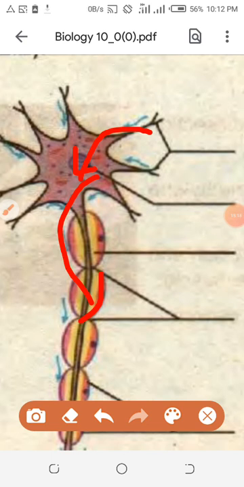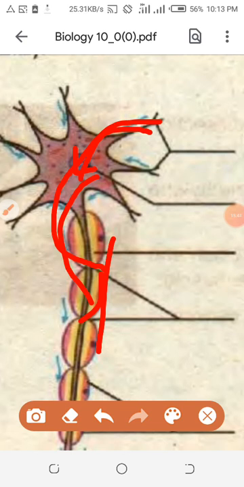So how will the message be transmitted from one neuron to another neuron? Look here: dendrite, cell body, axon. By saltatory nerve impulse, meaning the myelinated sheath will not be able to handle the current, it will move from one node of Ranvier to the next node of Ranvier. It goes to the synapse, and then to the next dendrite, next cell body, next axon. In this way the nerve impulse is transmitted from one part of the body to another part of the body.